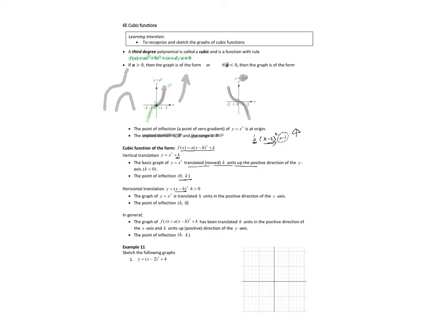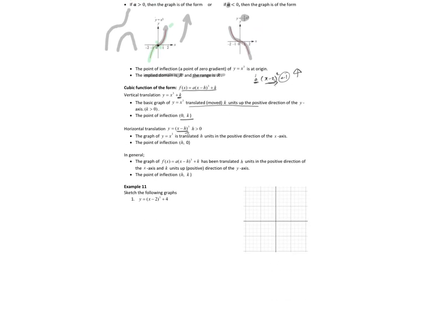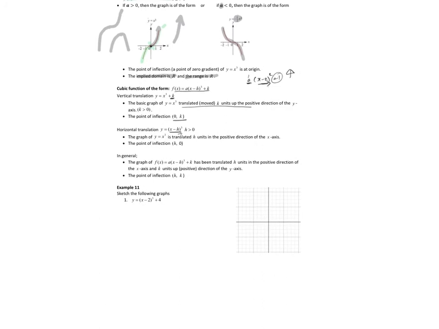X minus H all cubed, okay? So inside the bracket, it moves it left and right, okay? So the point of inflection moves left and right. So what really that leads us to is this general form, a bit like my turning point, okay? So if my graph is a x minus H all cubed plus K, so my H shifts it left and right, my K moves it up and down, so my point of inflection becomes the point H, K, all right?